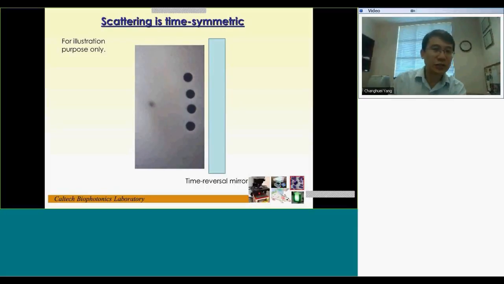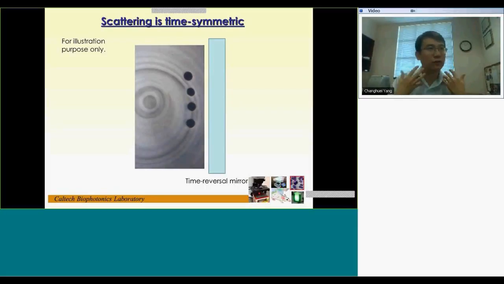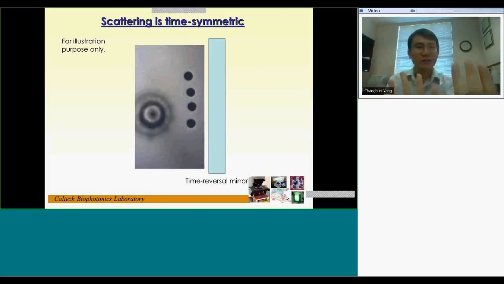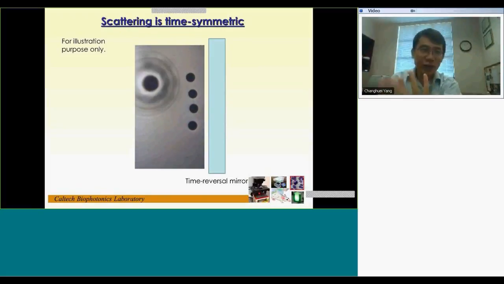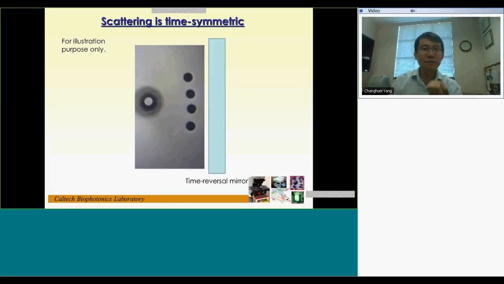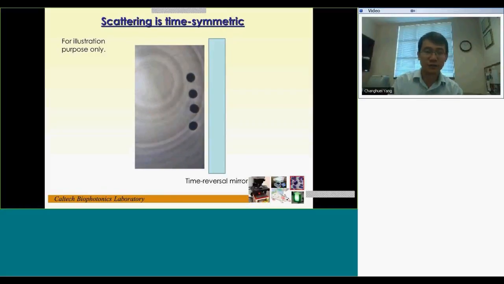So I have here a basic illustration of what would go on when you have light interacting with scatterers. As the light passes through the scatterers, it gets disordered on the other side. But if you're able to take that light field and create a time reverse or conjugate copy of the light field and send it back through the scattering medium, it would interact with the scatterers in a reverse fashion in such a way that it would allow you to recover the original light field that you sent through. And this is what we mean by the fact that scattering is time symmetric in nature.